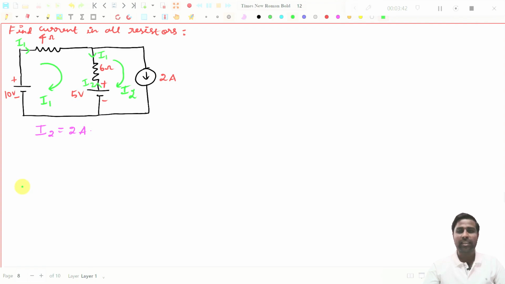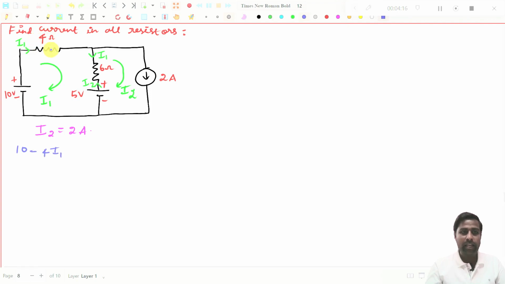So now you write the KVL expression. How will you write it? Start from this point, go in this way, come here, and then end with this point, right? So I am starting from this point and I will go in this direction. So minus 2, then plus 10, I will write fast because we know everything. Then if I go in this direction, the same direction as I1, I have to put minus 4 I1.